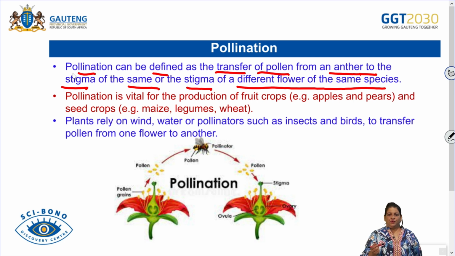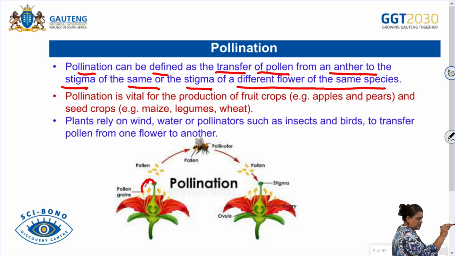So, in other words, what does that mean? It means that if this is a flower, you can have pollen grains transferred from the anther of the same flower to the stigma of the same flower. But then you can also have pollen grains transferred from the anther of one flower to the stigma of another flower, but of the same species.